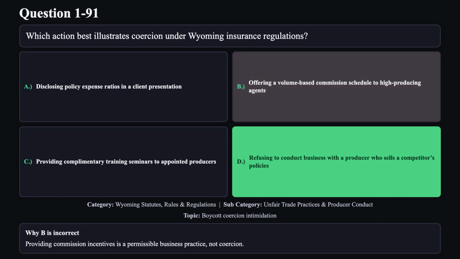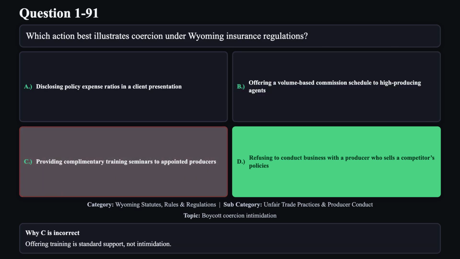Reason B is not correct. Providing commission incentives is a permissible business practice, not coercion. Reason C is not correct. Offering training is standard support, not intimidation.